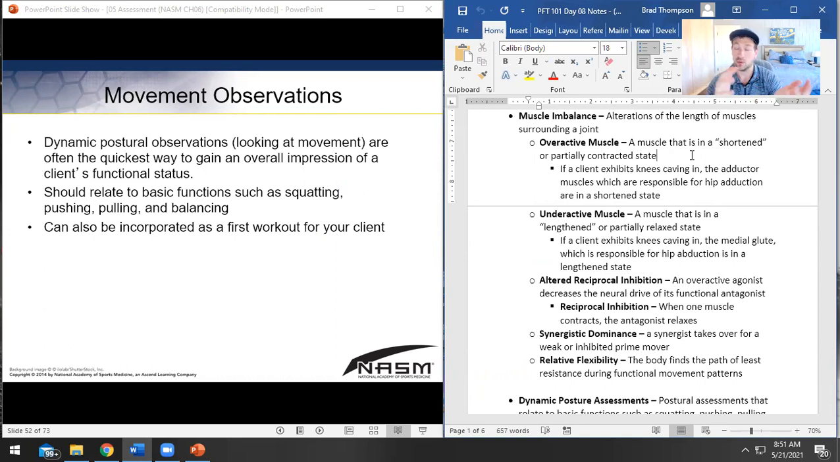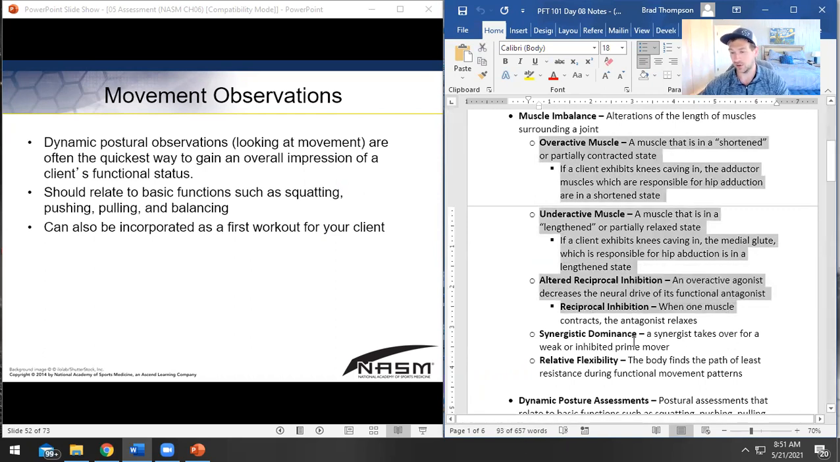Dynamic movement assessments are where we put a little bit more stress on the body. We actually have our client squat down and see how they do it, or we have them do a pushing or a pulling action, or maybe we have them balance. And all of that is going to tell us even further information about these overactive, underactive muscles.